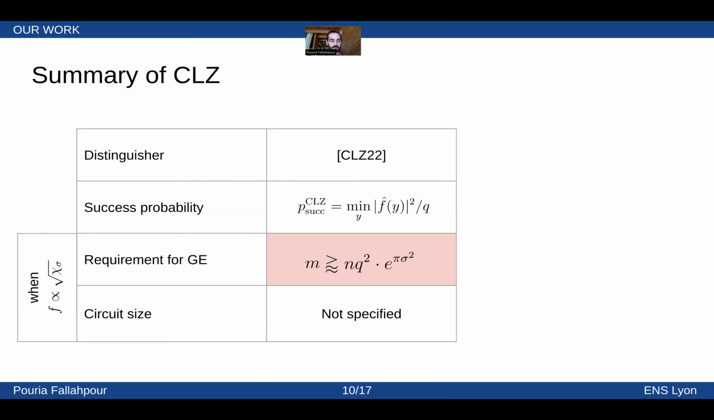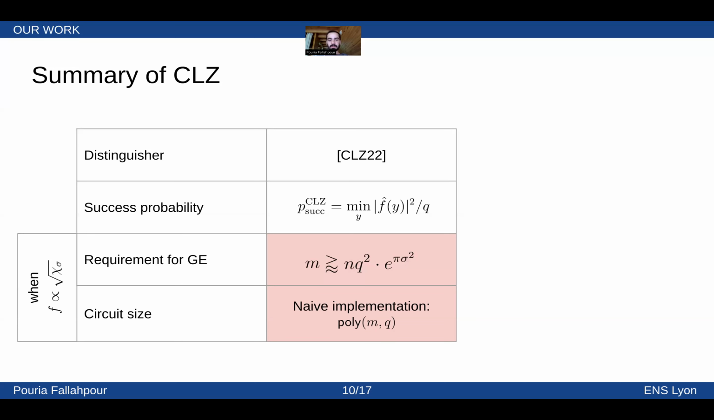And also, they didn't specify the runtime or the circuit size of the distinguisher or their sampler. I mean, the algorithm that they used to build the LWE state. But if you do the naive implementation, it's polynomial in M and Q, which is also exponential. So can we improve this?